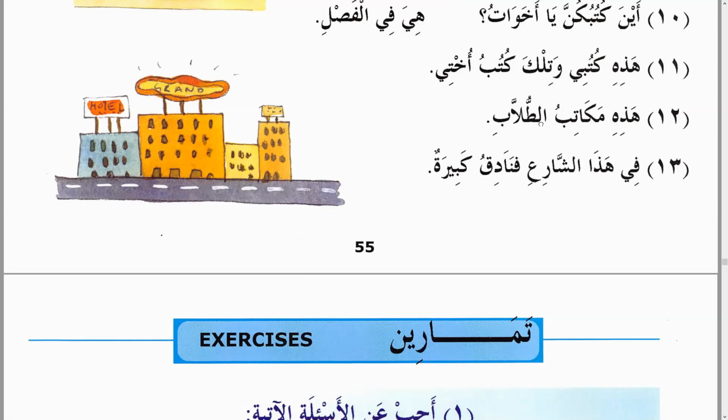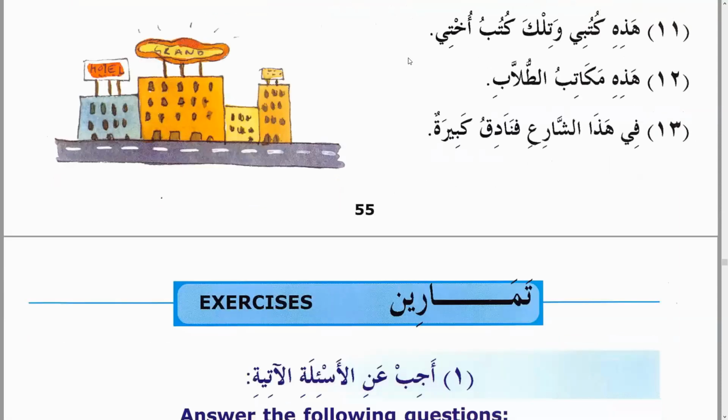Okay. Now, في هذا الشارع فنادق كبيرة. In the street, there are big hotels. There are فنادق. The singular is فندق. And the plural is فنادق, hotels. Right? Big hotels.